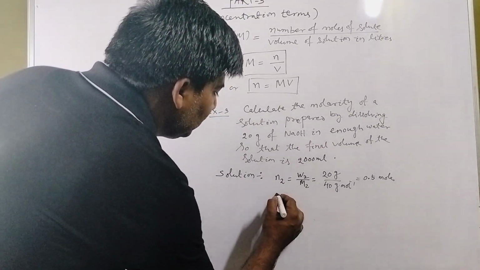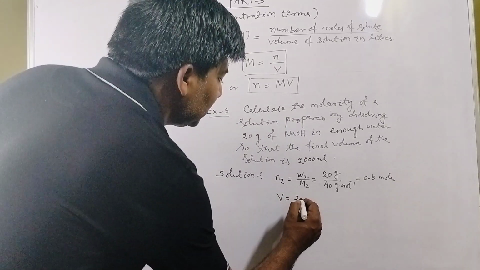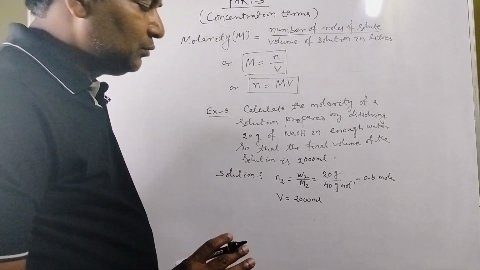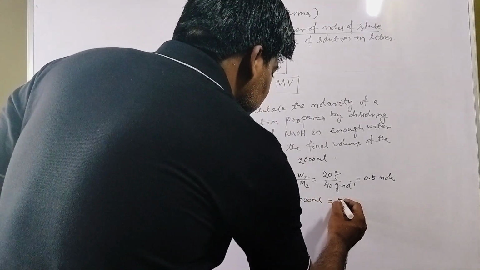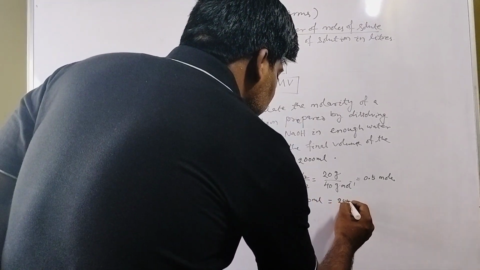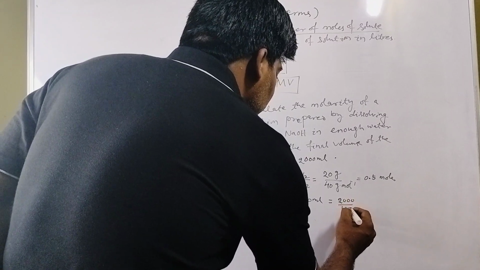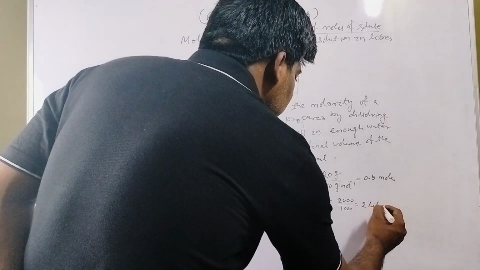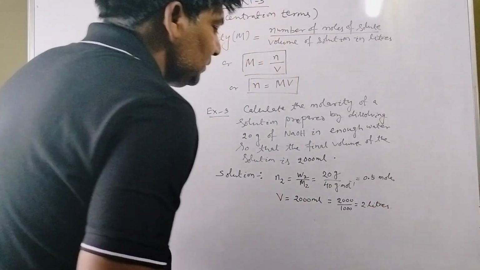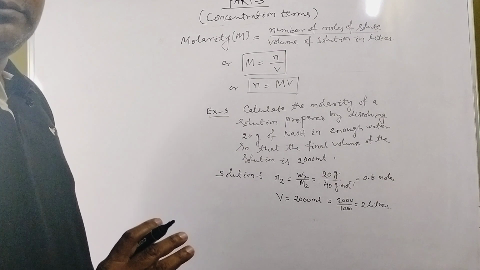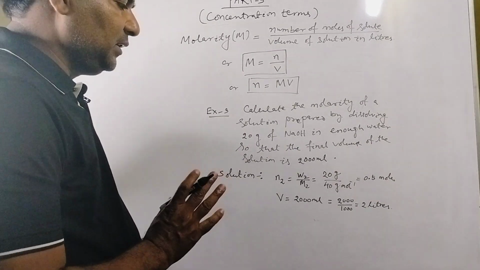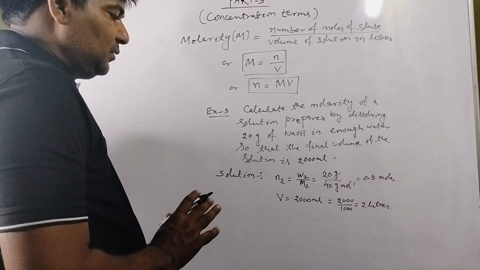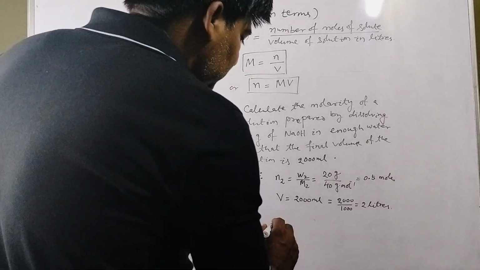and volume of the solution is 2000 milliliter. So we have to convert this volume into liter. That is 2000 divided by 1000. That is 2 liters. Okay. In order to convert volume in milliliters to liter, we have to divide by 1000. So here you have got volume of the solution in liters.